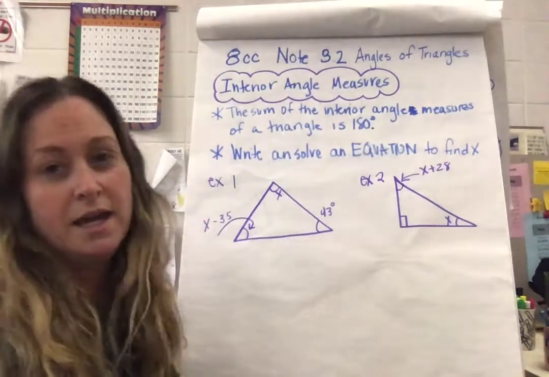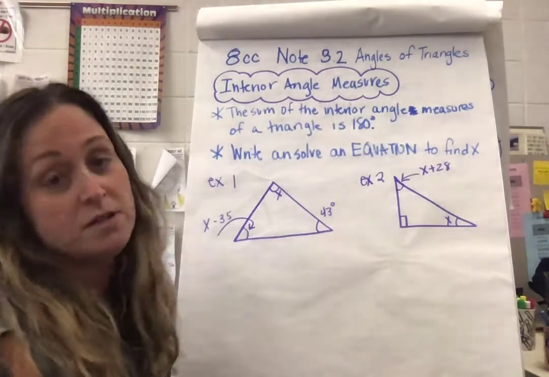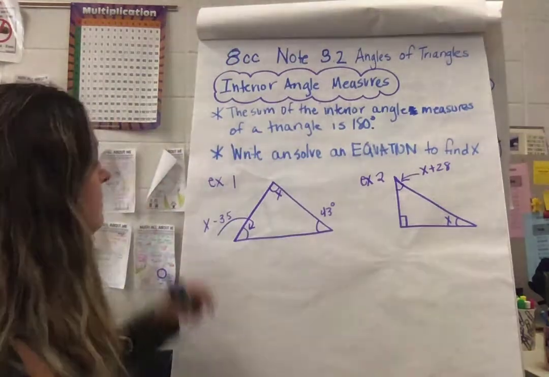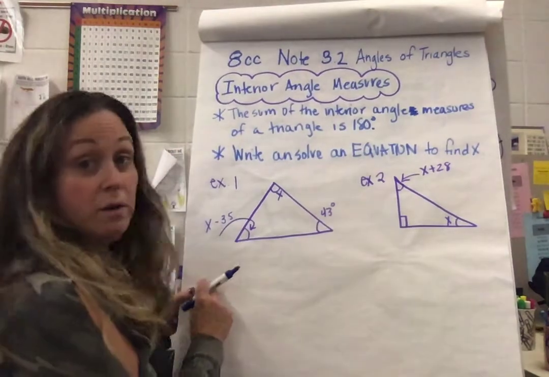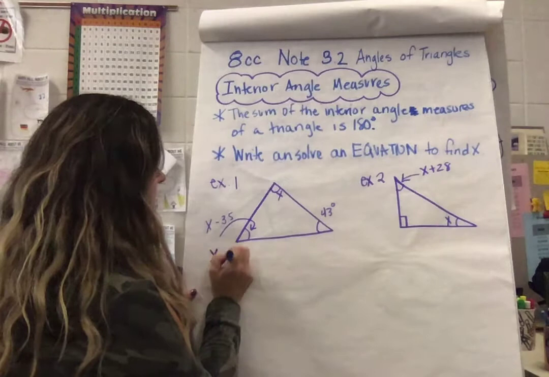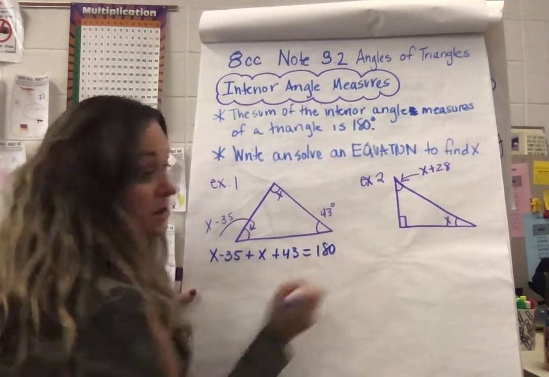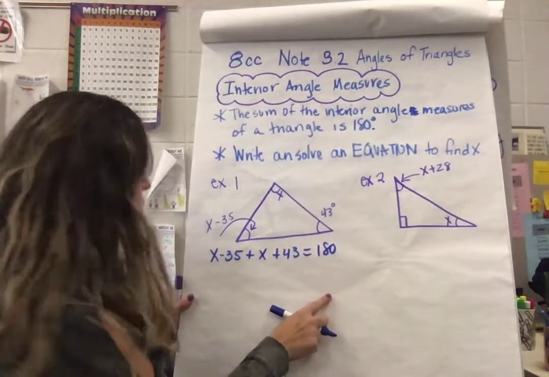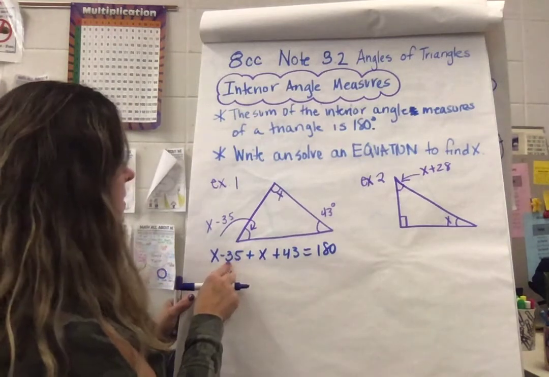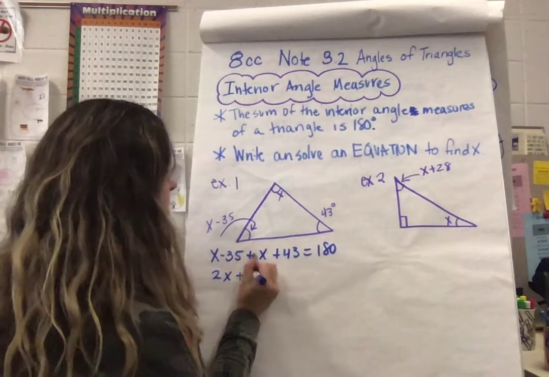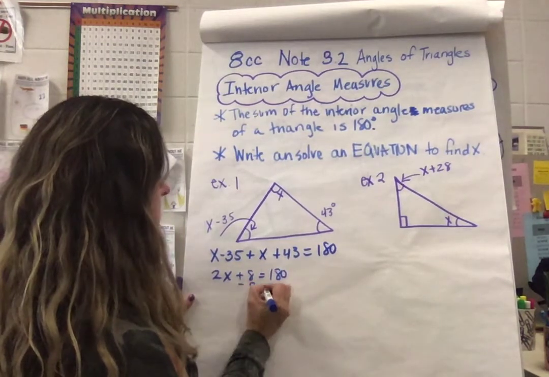So in order to go ahead and solve for missing angles or solve for an x within interior angles, we're going to write and solve an equation to find x. So in number 1, I already know that the sum of my interior angles is 180. So I write an equation as such. X minus 35 plus x plus 43 equals 180 degrees. I go ahead and I combine like terms. I have 2 x's and then I have 43 minus 35, which is 8. I'm subtracting 8.